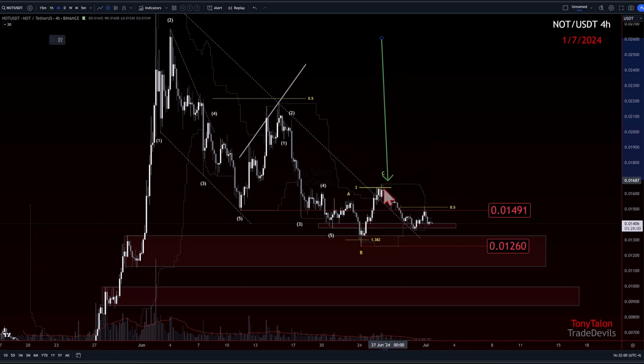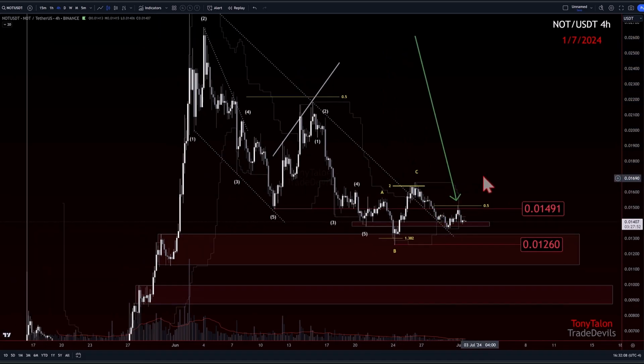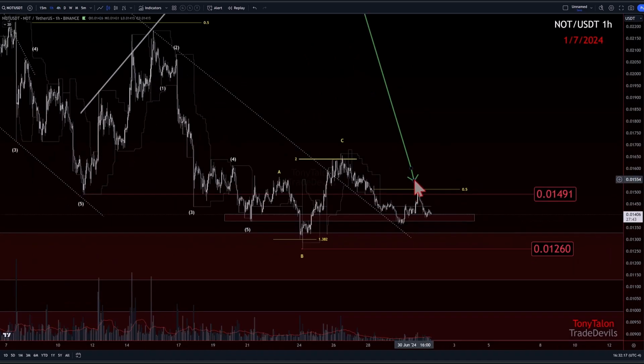But we did get the bounce out. It looks like an impulse up, but then we fell back down, and now we're rejecting from it. On the smaller time frame here, I still think we do have a nice looking impulsive move up. The question is, is it part of this flat potentially?